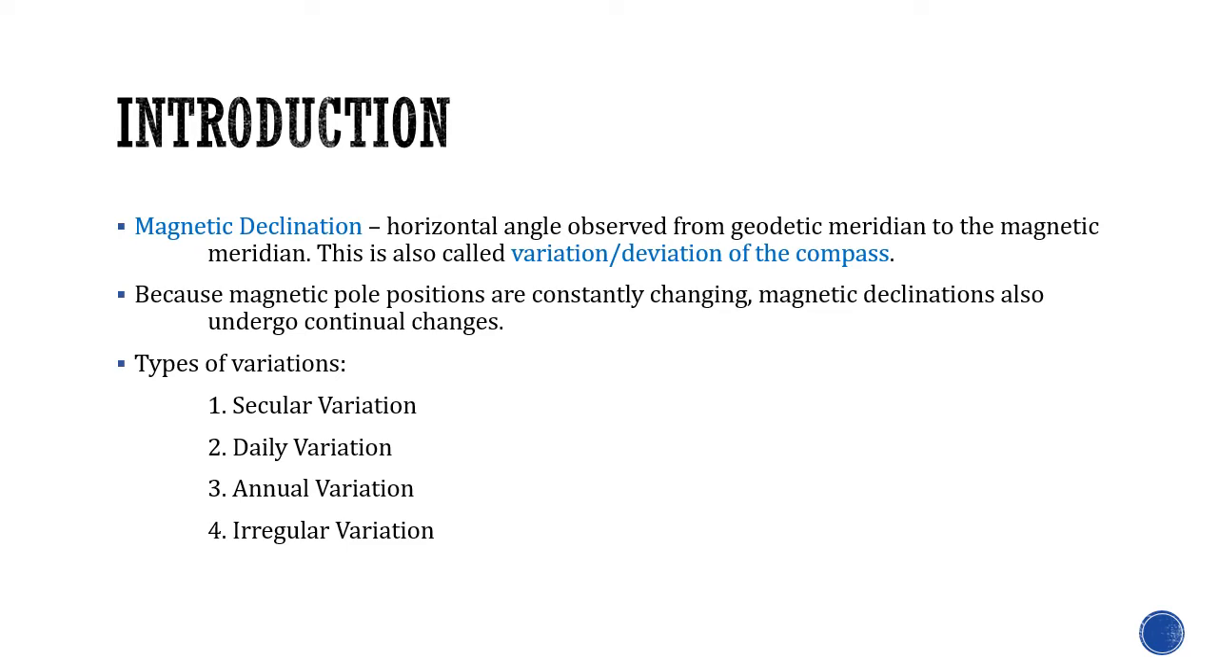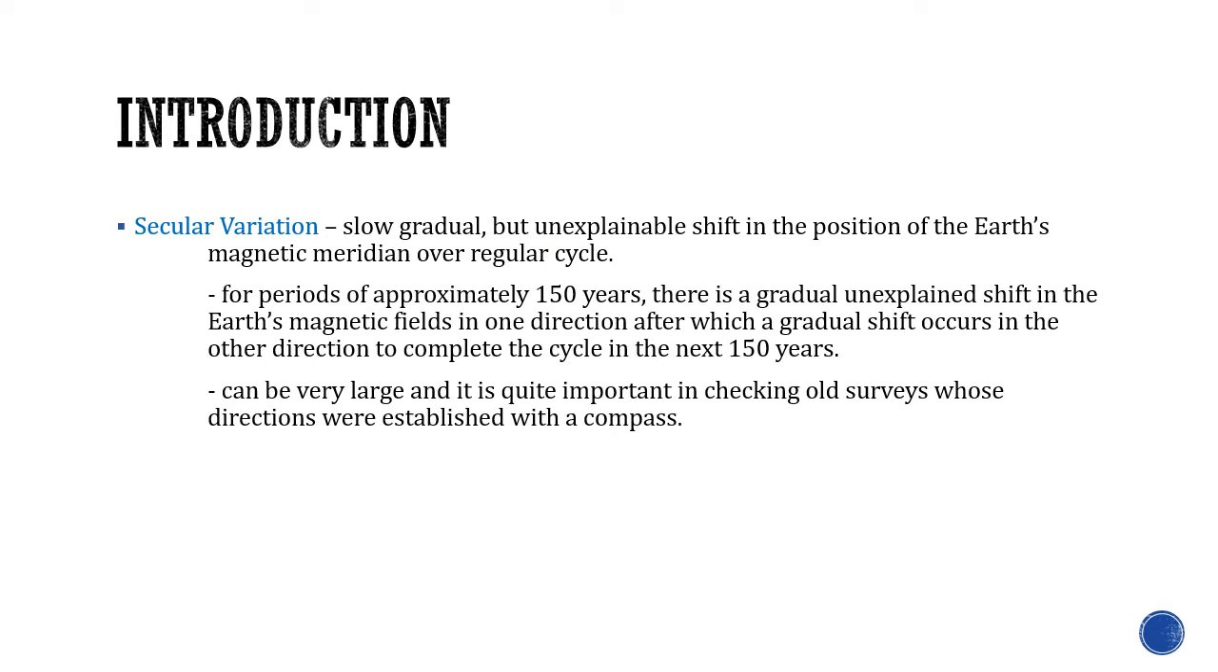Okay, so because the magnetic pole positions are constantly changing, magnetic declinations also undergo continual changes. Okay, so ibig sabihin, nagbabago, no, every year, yung magnetic declination, gumagalaw. Okay, so there are different variations sa pag-uusapan natin dito, no? We have the secular, daily, annual, and the irregular. Okay? Yeah, so for the secular variation, ito yung tinatawag natin na slow, gradual, pero hindi natin alam kung bakit ganun, no? Okay, unexplainable shift in the position of the Earth's magnetic meridian over a regular cycle.